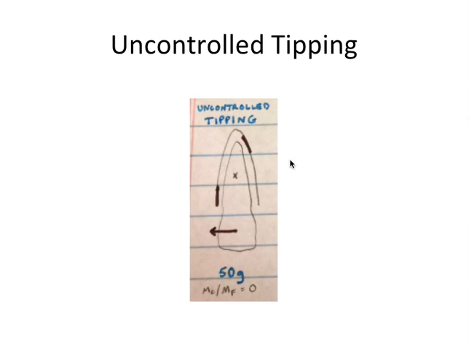So for uncontrolled tipping, your center of rotation, which is not fixed, that depends on how you're moving the tooth, is exactly at the center of resistance, which is a fixed point. And because the tooth is moving this way, the PDL that feels the compression will be here and here, because this part of the tooth is moving to the left, that part of the tooth is moving to the right, and that's what feels the pressure.